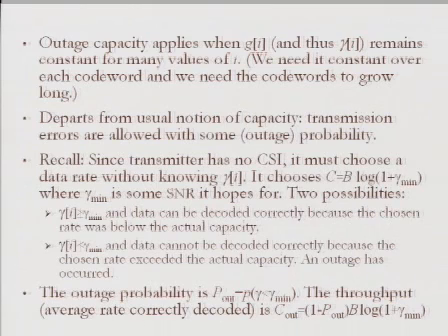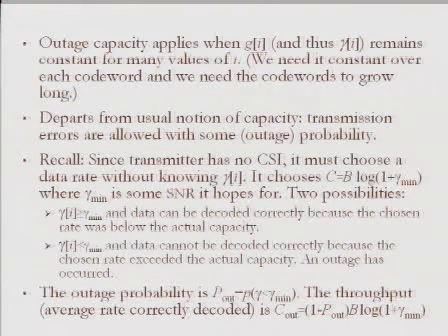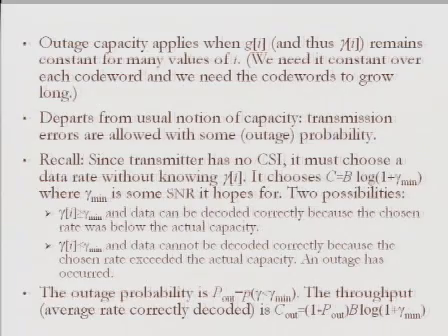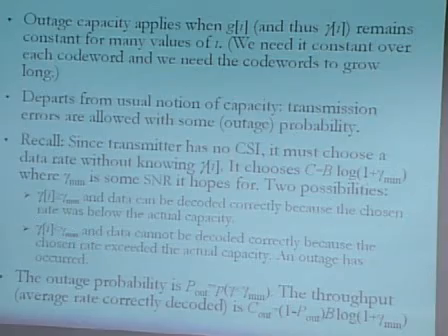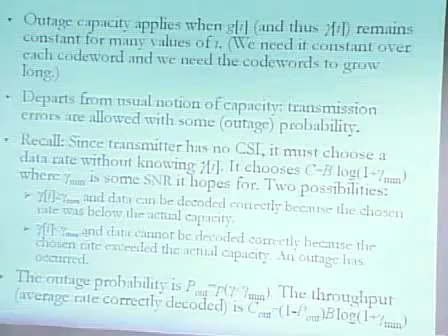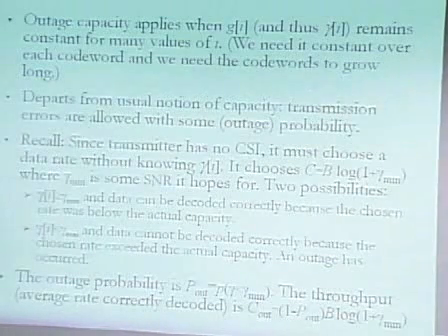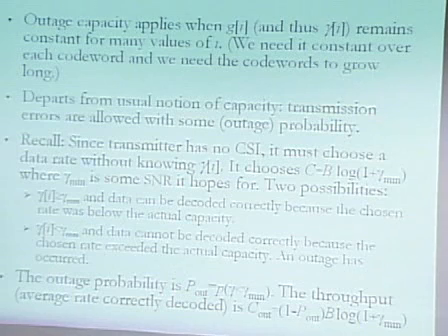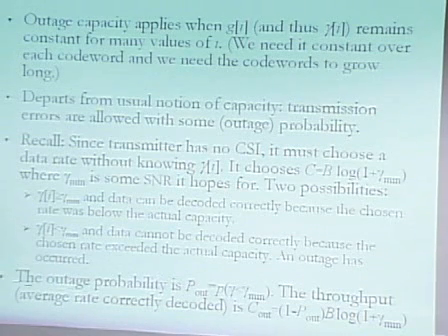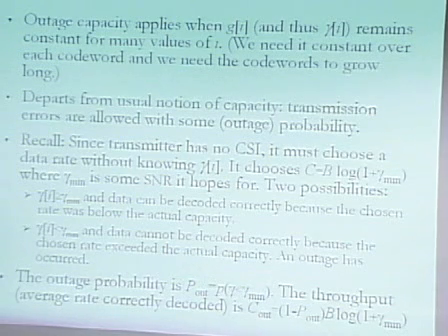The actual gamma may turn out to be bigger than gamma min, in which case we're okay, so we can decode the data, and everything's fine. Or the actual gamma may happen to be smaller than this gamma min, and so our rate was too high, and so the data cannot be decoded because we exceeded the actual capacity, and so an outage has taken place, right? So the outage probability is therefore the probability that gamma happens to be smaller than gamma min.